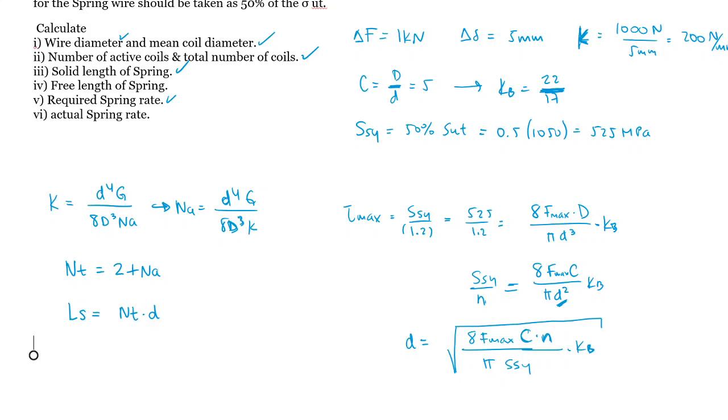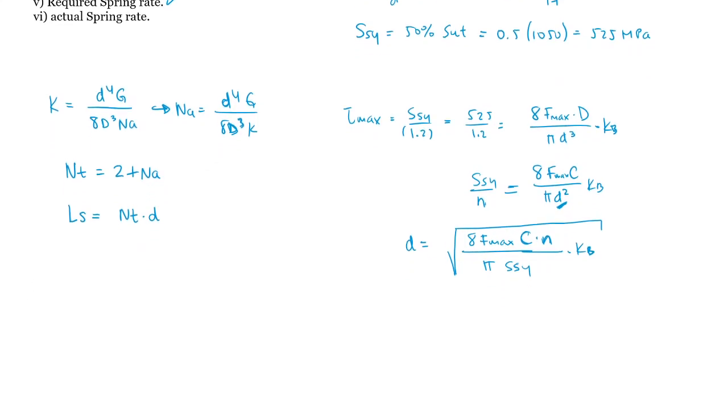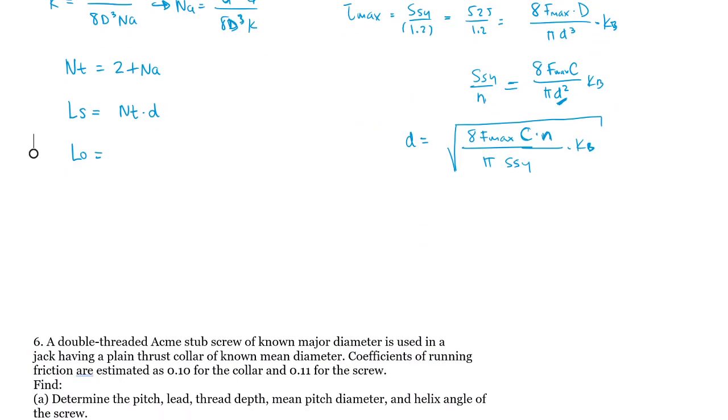And the free length would be from that table, I don't have it with me, but for squared and ground ends, there's going to be a free length in terms of the total number of coils and the pitch. I'll upload the solution. I'll upload the numerical solution for this later. I didn't do it before the video, so I don't want to waste time doing those calculations.